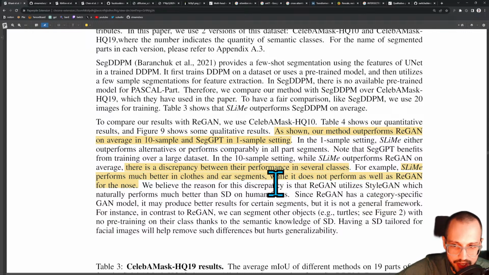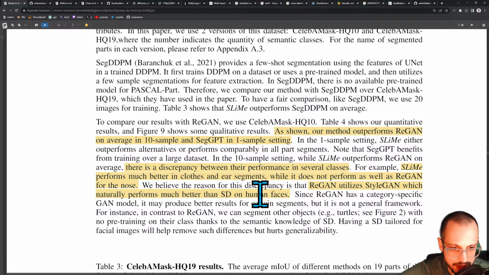ReGAN utilizes StyleGAN, which naturally performs much better than SD on human faces. Ooh, okay. So here you go. Why is SLiME not performing as well as ReGAN? Because ReGAN comes from StyleGAN, which probably had a CelebA-HQ dataset in it, versus the Stable Diffusion models, right, which are effectively just a compressed form of the Stable Diffusion dataset. That doesn't have as many human faces, right? So it's just not going to be as good on human faces. It's pretty good. That fits my intuition.